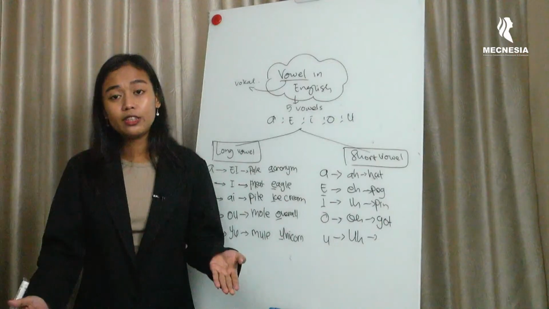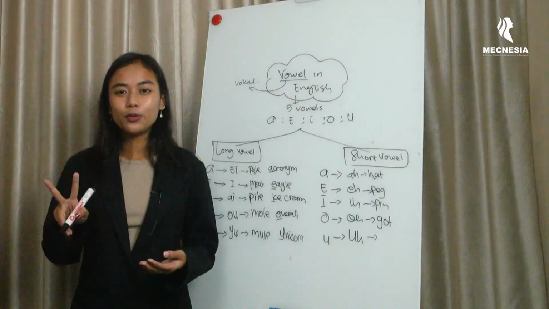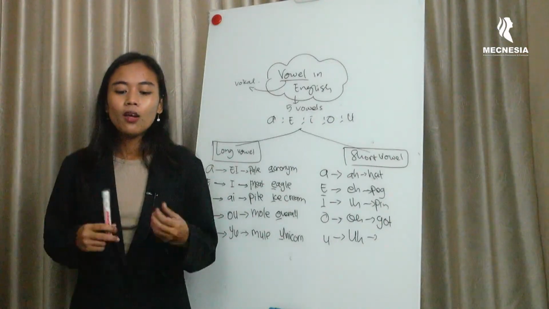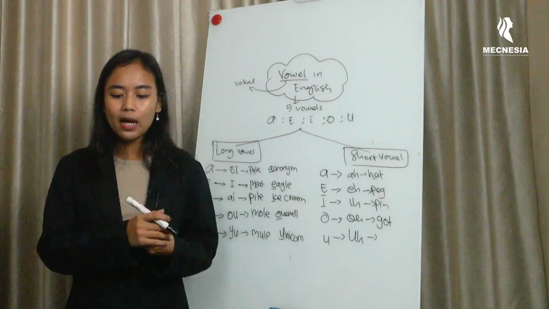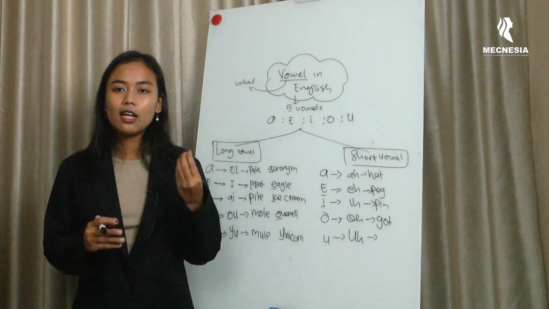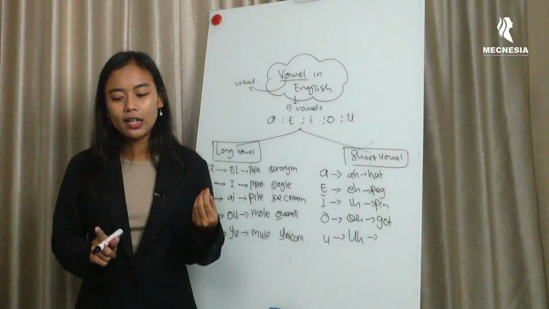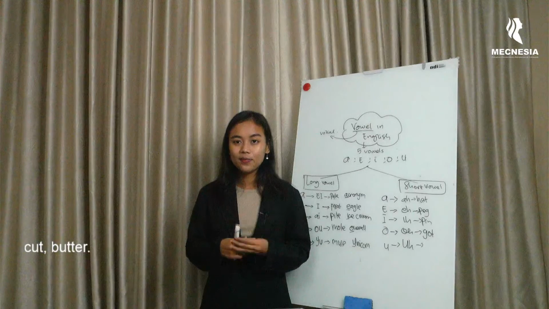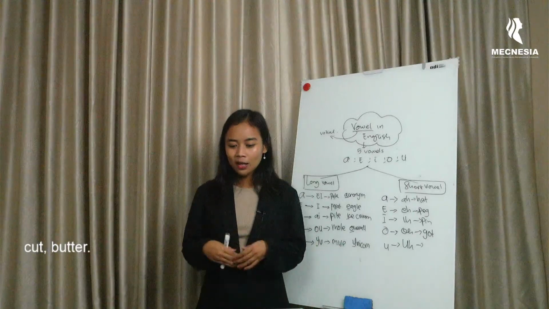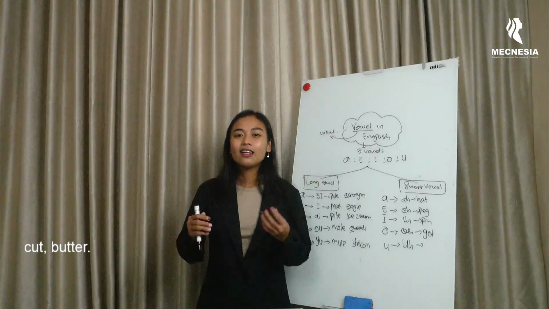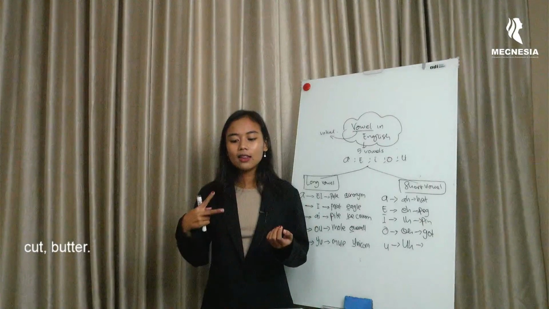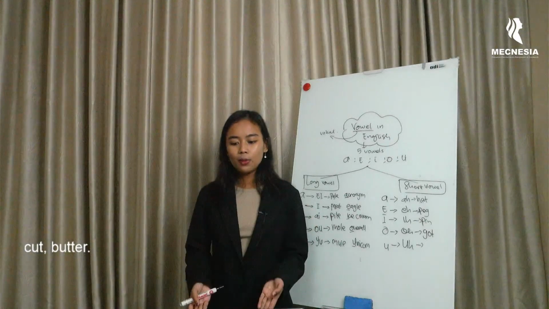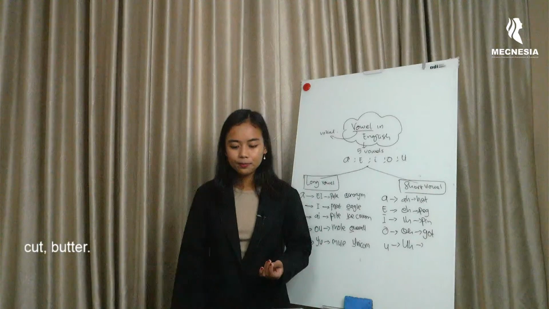Now, when do we use it? Kapan kita pakainya? There are two rules. The first, yang A, when the U is followed by one consonant in the end. Ketika U-nya diikuti oleh satu konsonan di akhir. Like in the word cut. Cut. Butter. Cut itu motong. Butter itu mentega.